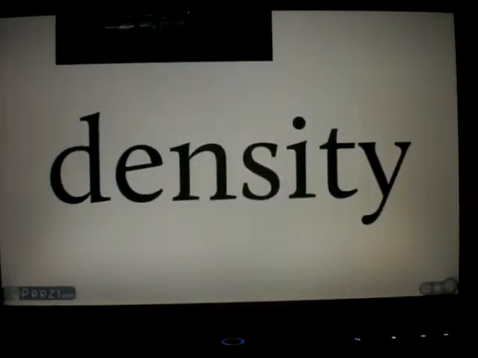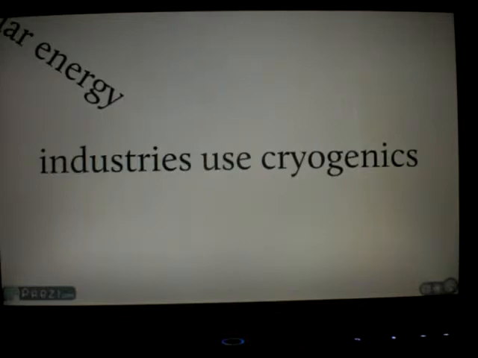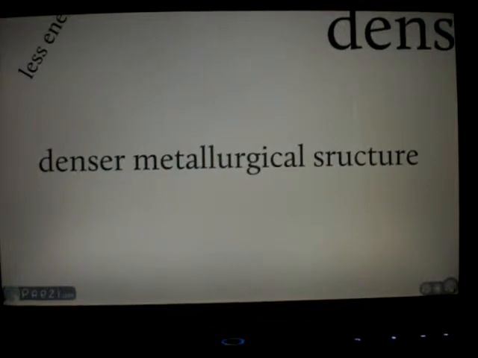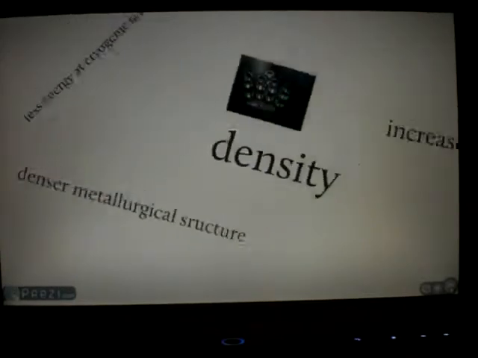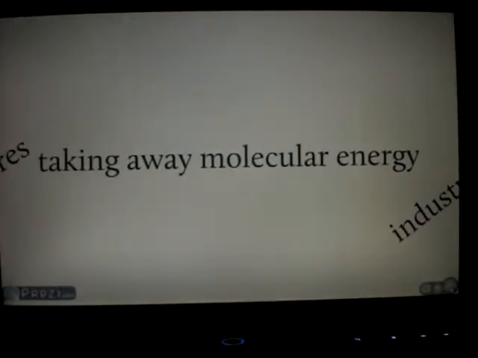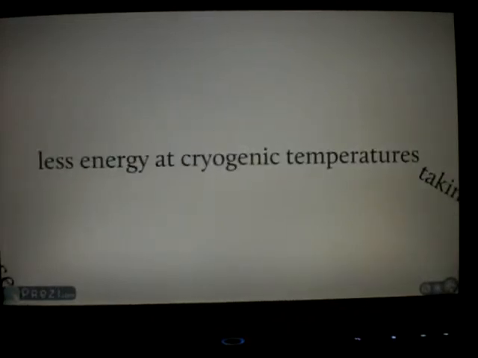Now, onto density. How can cryogenics affect the density of a material? Well, many industries use cryogenics to increase the wear resistance of a material. This is because after supercooling a material, it has a denser metallurgical structure. This is because of the denser molecular structure, which is caused by the cold temperature taking away molecular energy inside the molecular structure, because there is less energy at cryogenic temperatures, obviously.